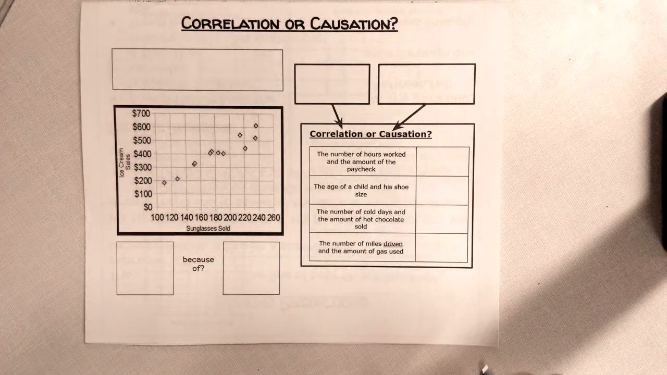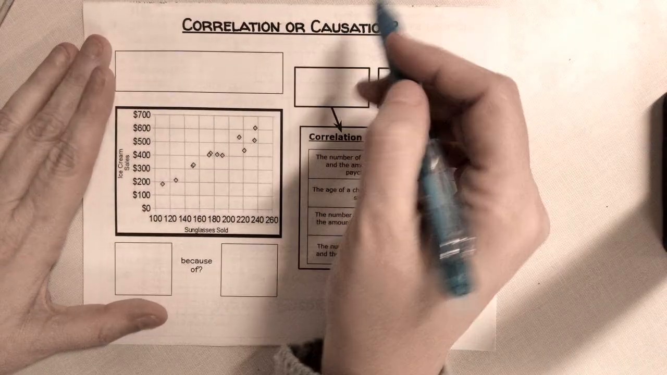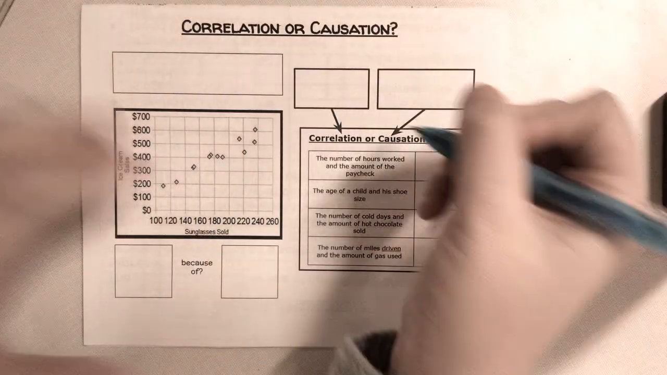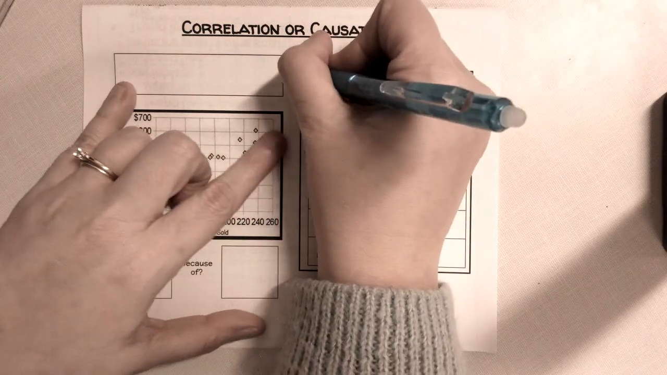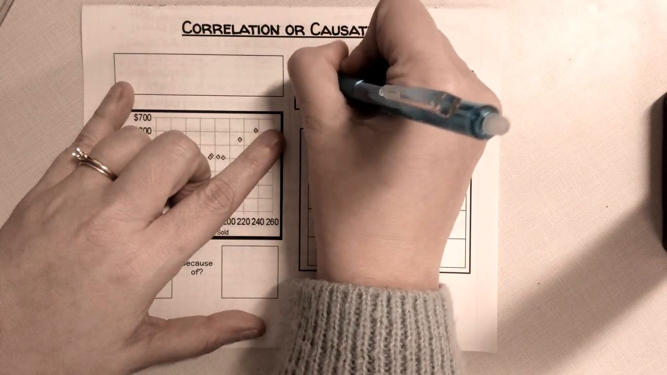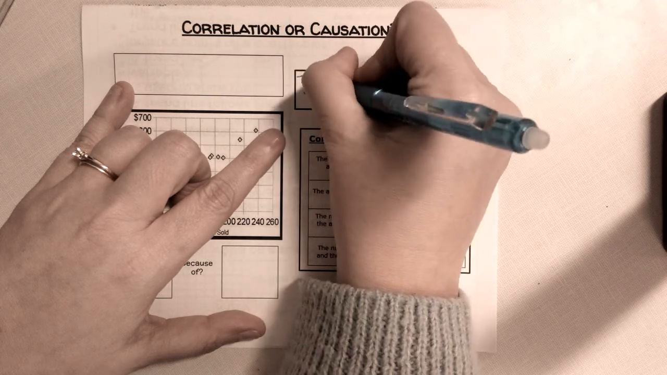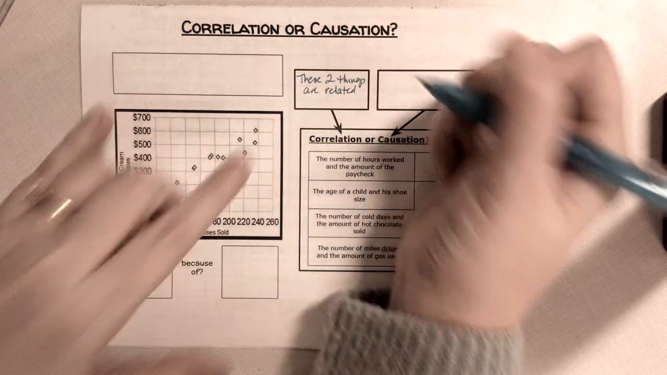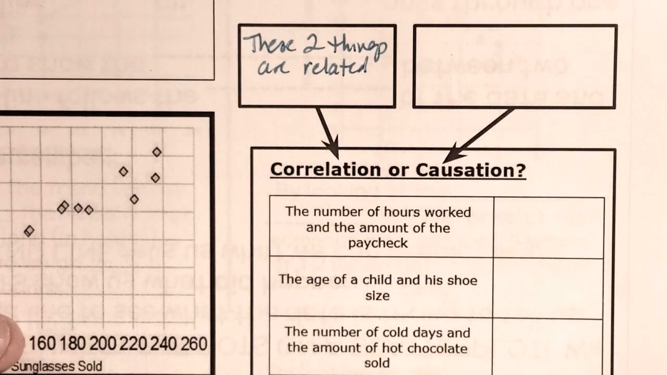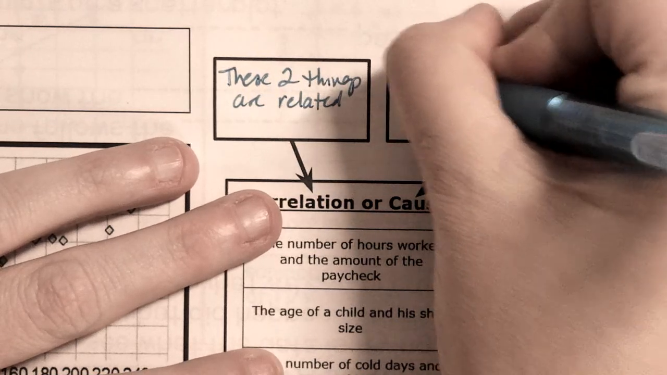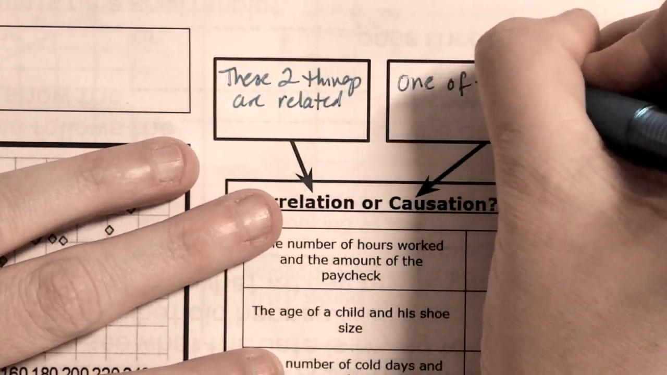Okay, so the last thing we're going to look at is correlation or causation. Correlation means that they are related. So these two things are related. That just means, yes, there's some kind of relationship between these two things.